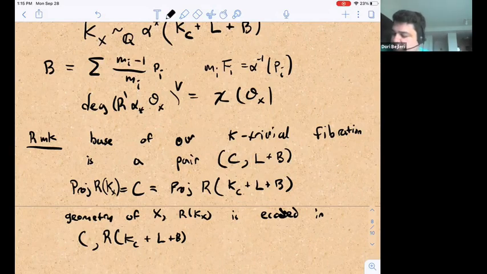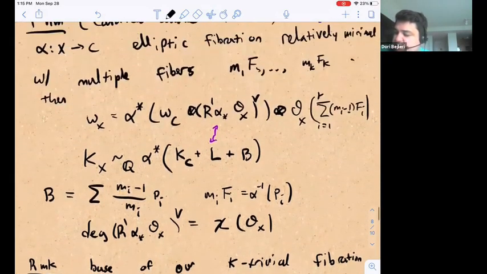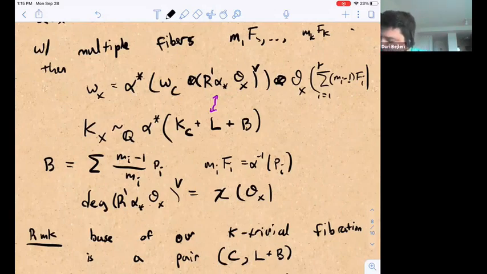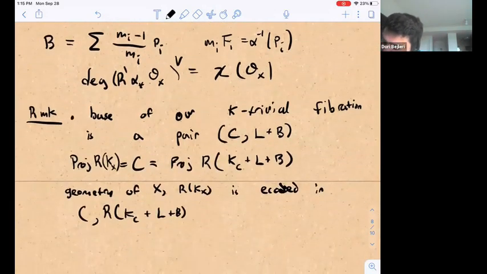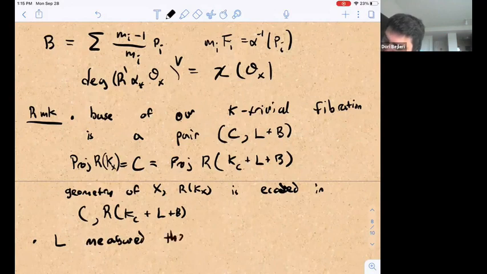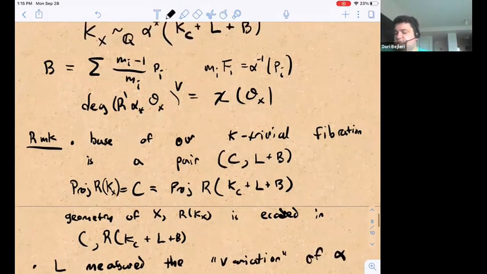The other comment I wanted to make is that this L and this B play two different roles. So this is comment 1. Comment 2 is that L measures the variation of alpha, meaning that, at least intuitively, we have this alpha, which is this K-trivial fibration. We get some map to some moduli space of K-trivial varieties, in this case, the moduli space of elliptic curves. And this L exactly measures the degree of that map.